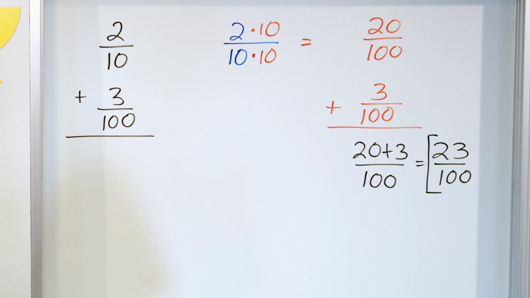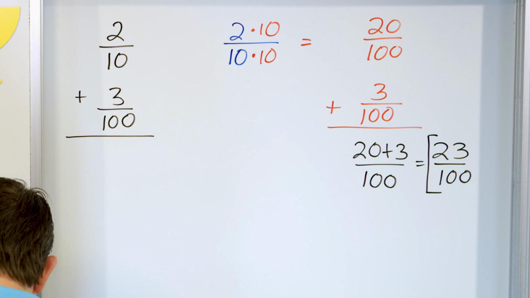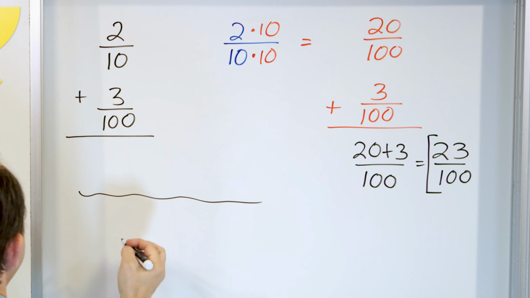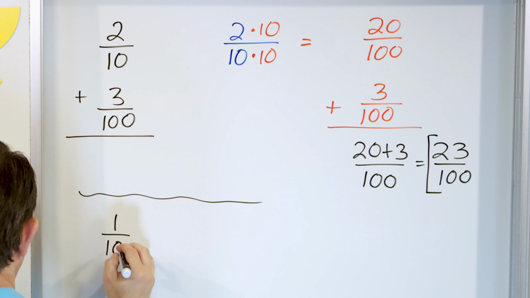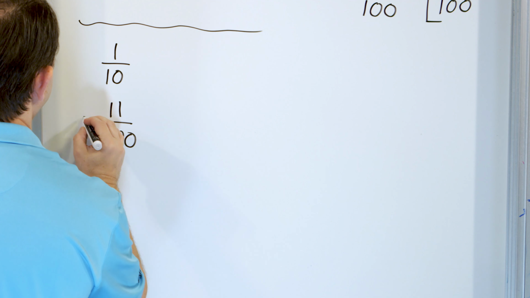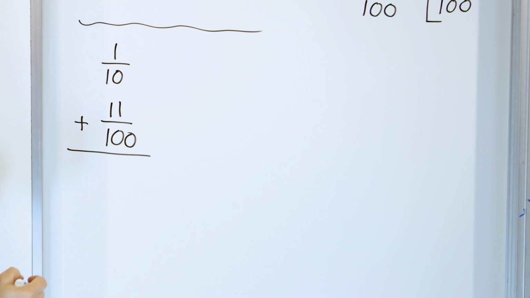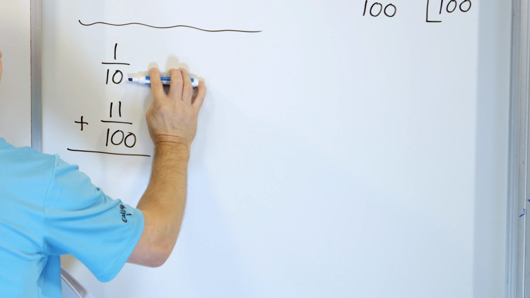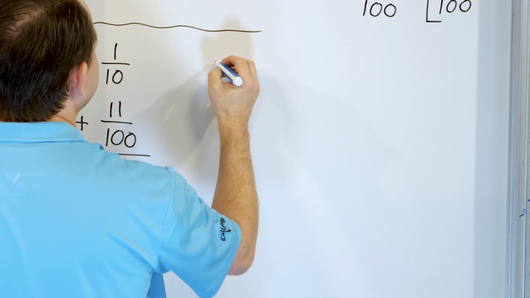So let me go, I think I skipped around a little bit. Let's move along to the next problem, which is a very similar problem to this one. What about 1/10, and we'll add to it 11/100ths. We have the same problem. We have 10 and 100. So we want to find a common denominator, and all we have to do is multiply this by 10, and that will be 100. It'll match the other fraction.